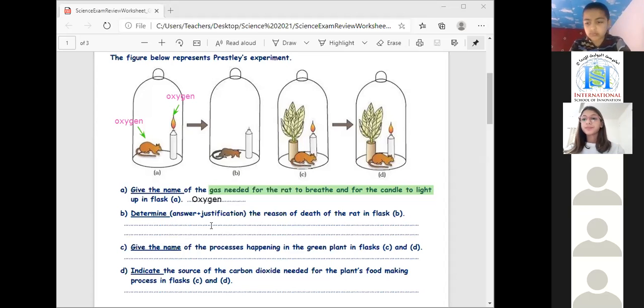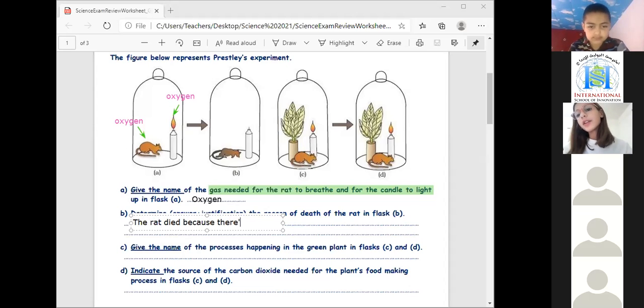After a while, the rat is dead. Why is the rat dead? Because there was no oxygen. Okay, there is no more oxygen in the flask. So the rat and the candle used all the oxygen found in the flask.